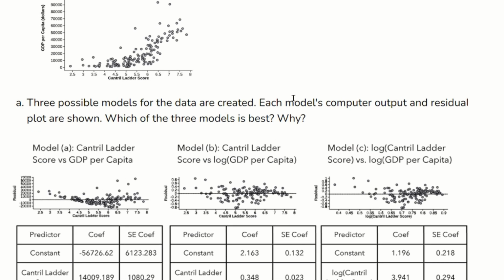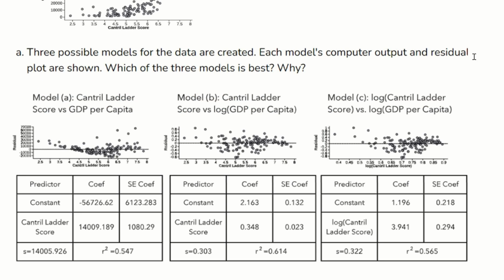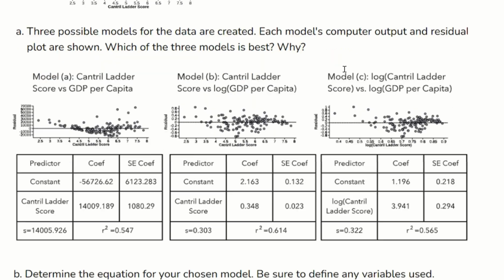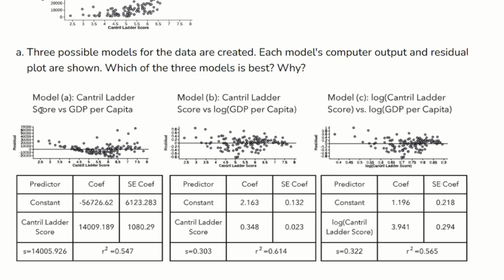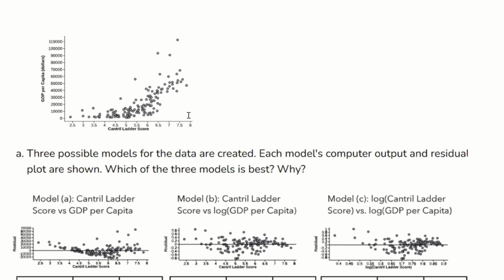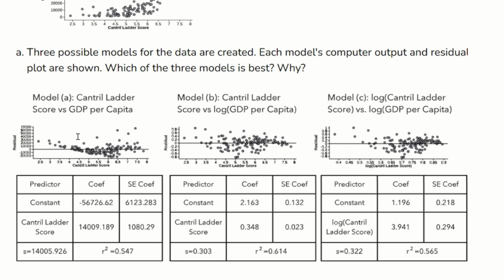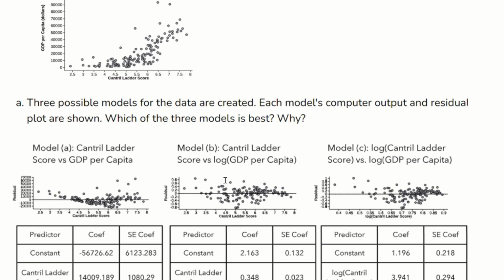3 possible models for the data are created. Each model's computer output and residual plot are shown. Which of the 3 models is best? So first off, they did score versus the GDP. So they assumed that it was a linear pattern. When they assumed that it was a linear pattern, they did the residual plot for that. And then for model B, they did the log of the GDP. And so by doing the log of GDP, model B is assuming that it's an exponential graph, that they were saying it's exponential.